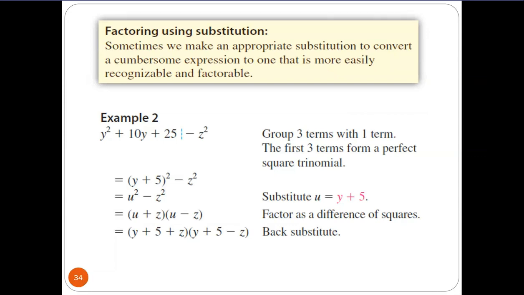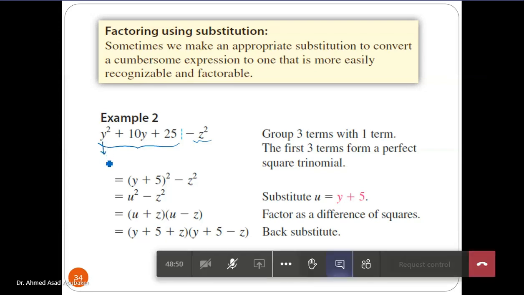Look at this, 4 terms. We have 3 terms. If we put it like this here, we can take y as a common factor from the first group. The second group, we have 25 minus z squared. We don't have any greatest common factor. So sometimes if we have 4 terms, we must put 3 in one group and 1 in another group.